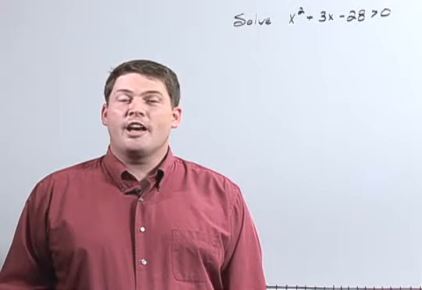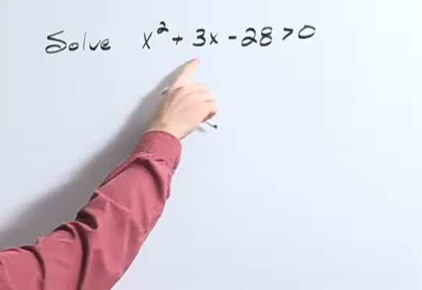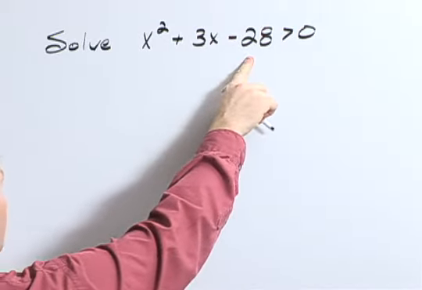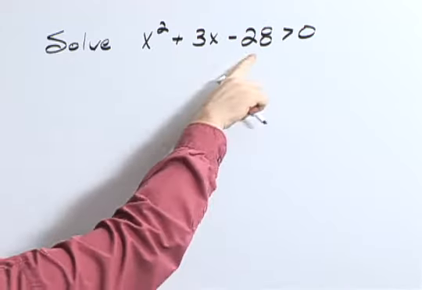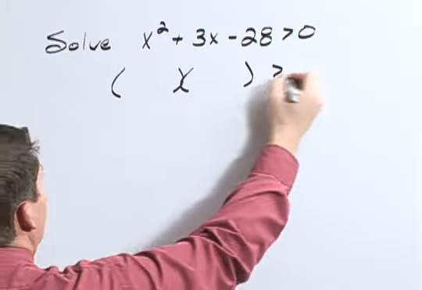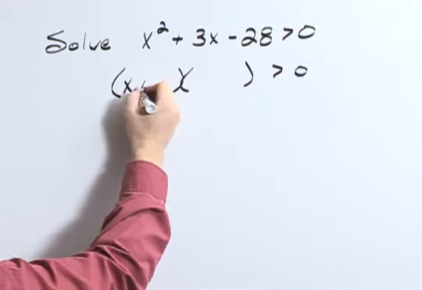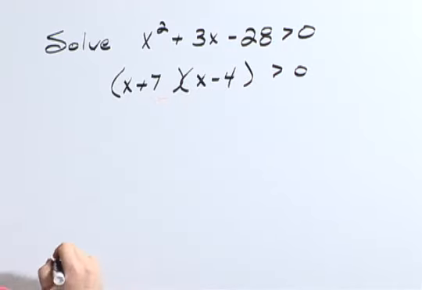Solve the inequality and graph the answer on a number line. x squared plus 3x minus 28 is greater than 0. We can first start by finding the factors of this quadratic, that being x plus 7 and x minus 4.